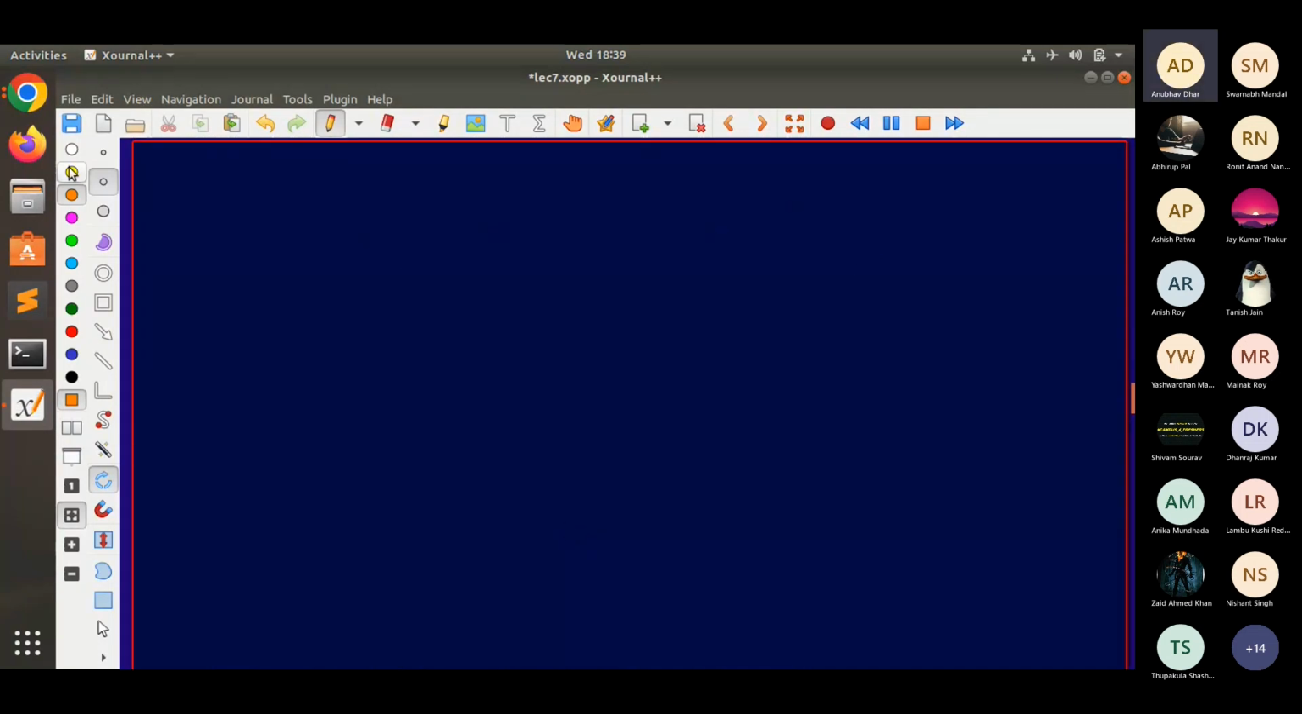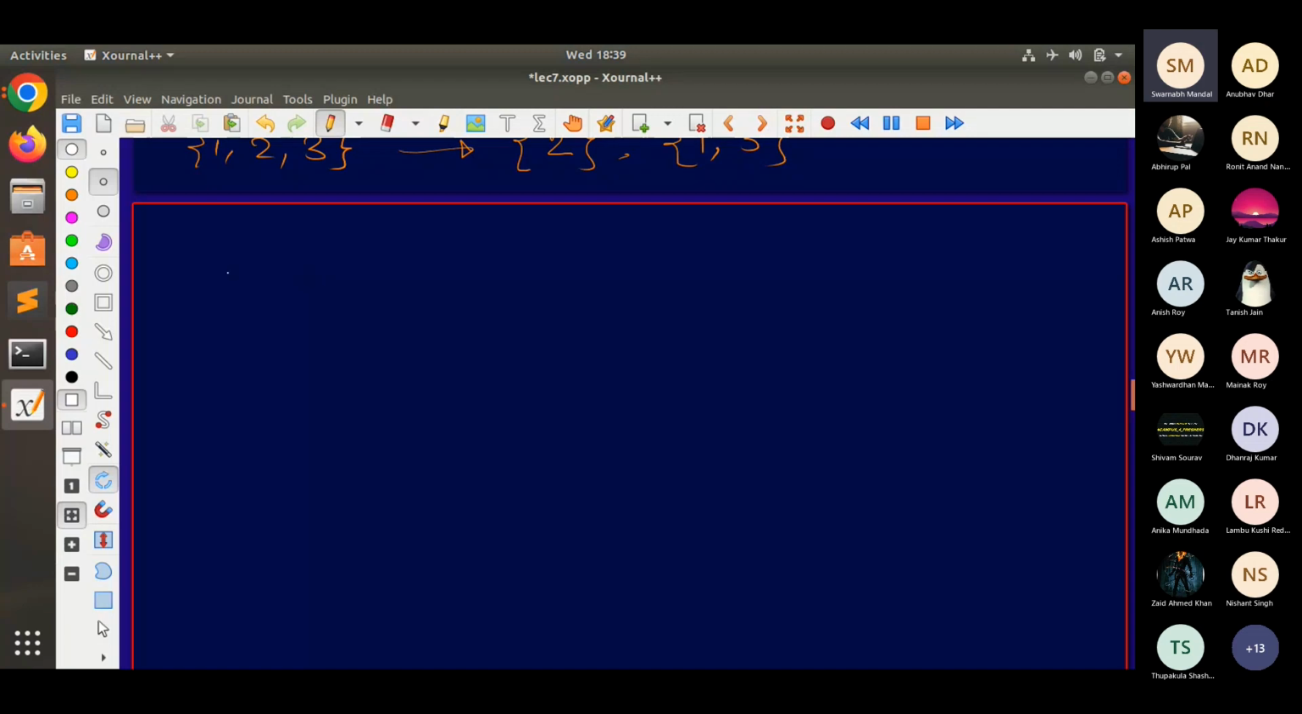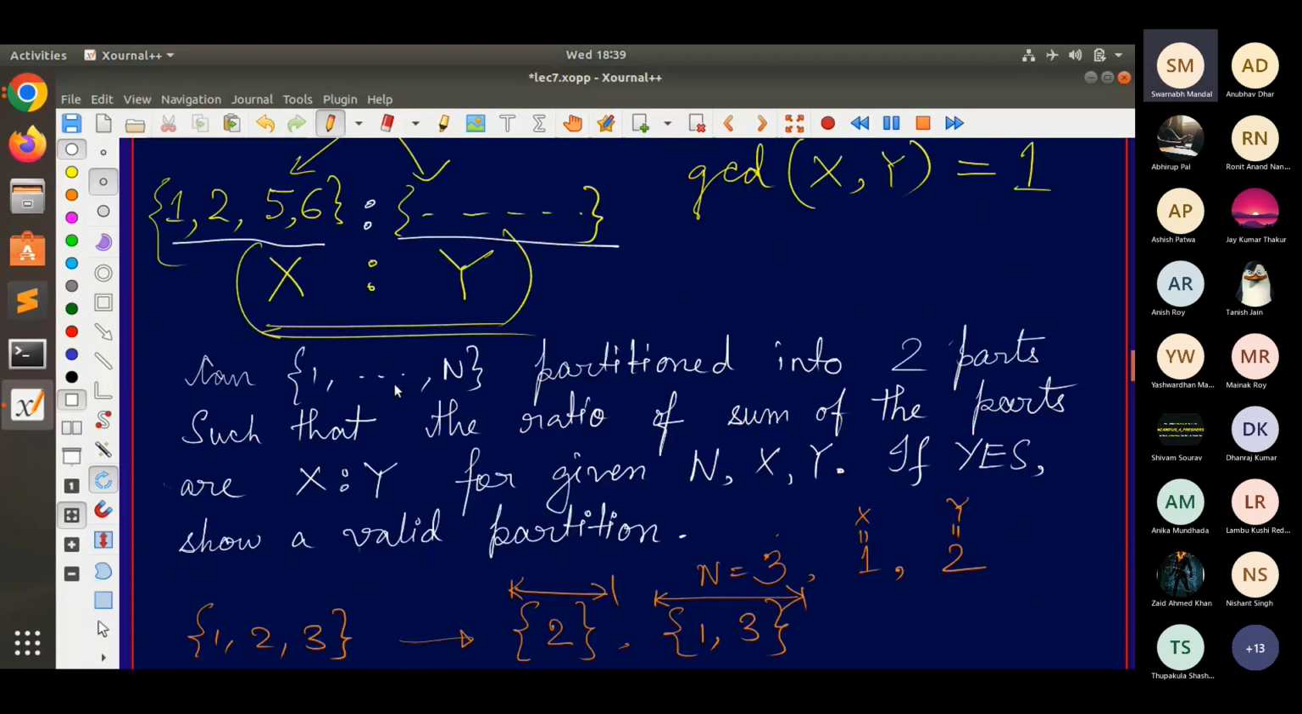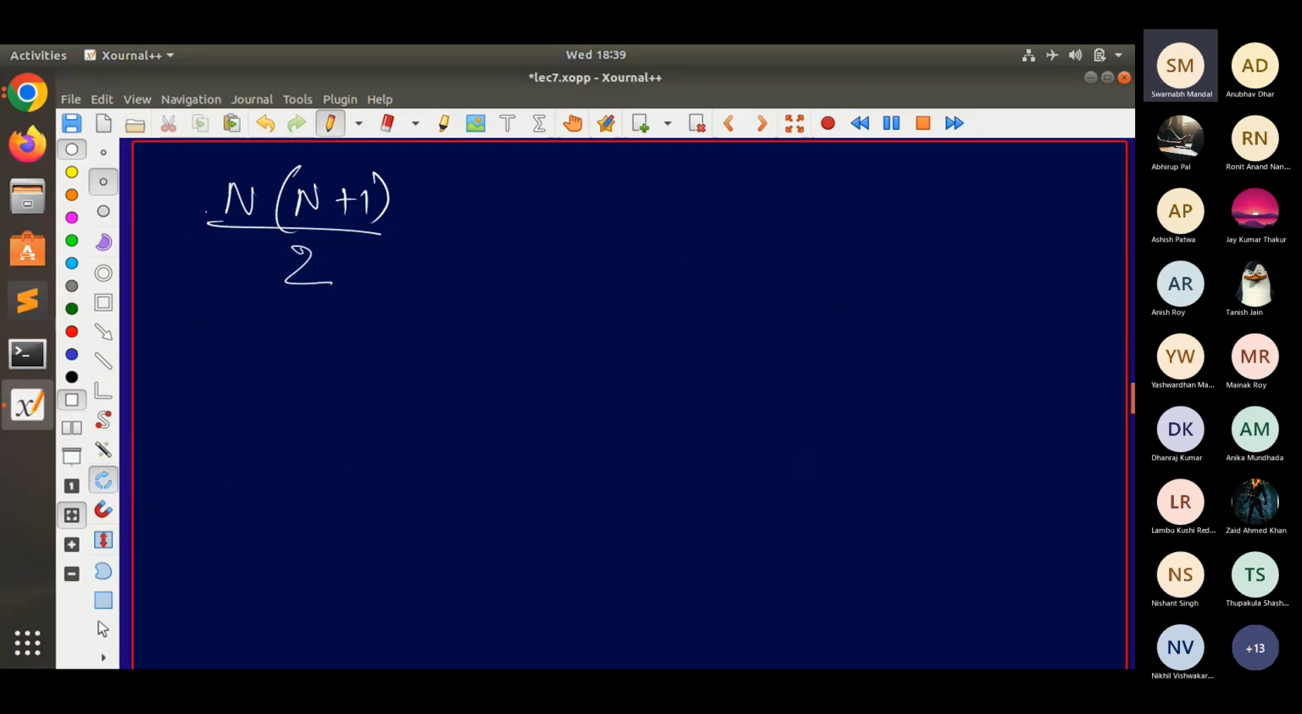Okay, yes. So what was the suggestion? Someone was suggesting checking whether x plus y divides something like that. Can you please repeat? We can first find out the total sum of the array. That is n into n plus 1 by 2, right? Yes. It's given 1 to n. This is not any arbitrary arrangement. This is 1 to n. Okay, then we can directly find out the sum.